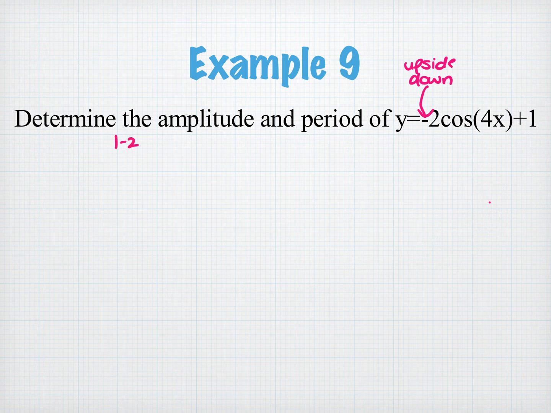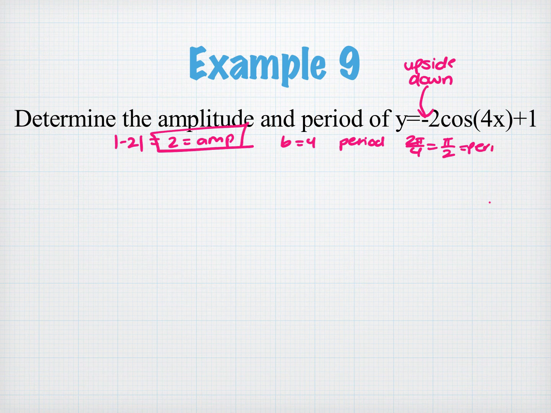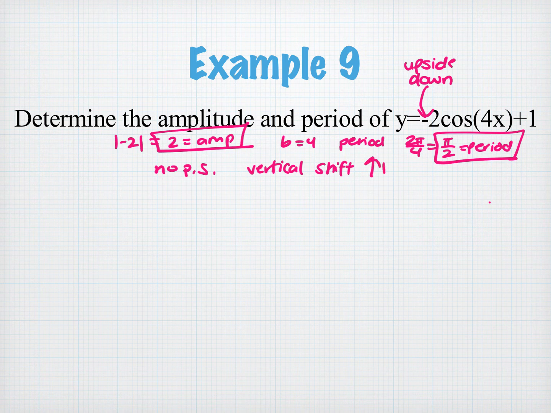Then the absolute value of -2 is 2, and that's my amplitude. The b is 4, so the period is 2 pi over 4, which is pi over 2. There's no phase shift. There is a vertical shift, up 1 at the end, okay?